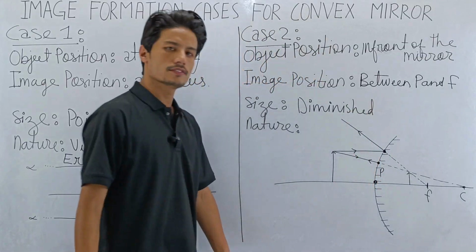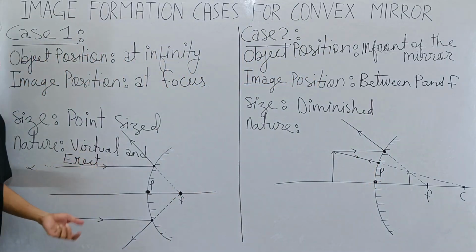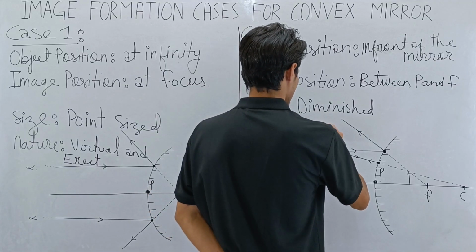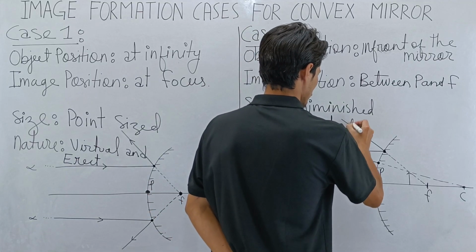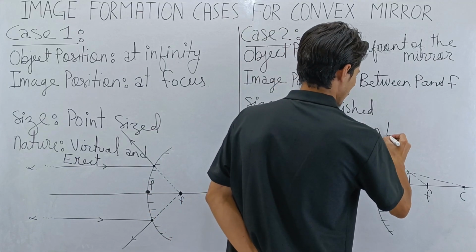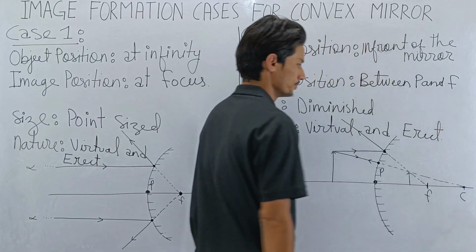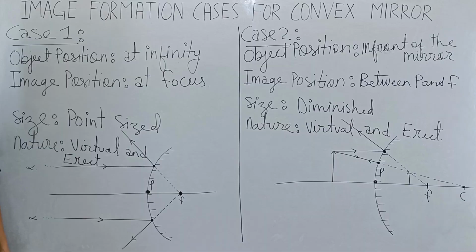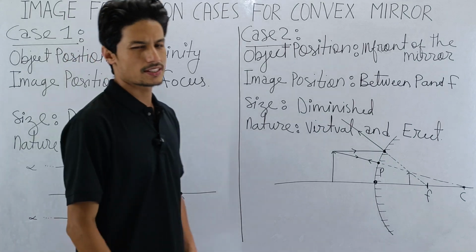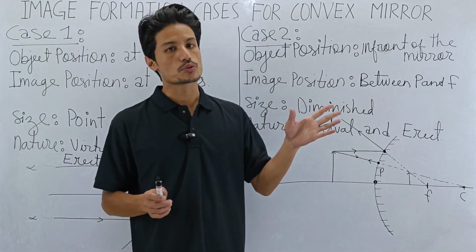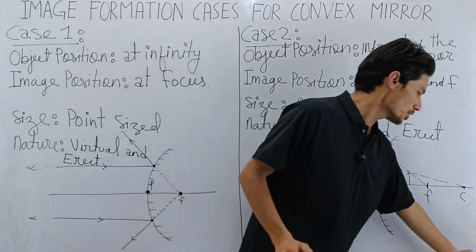And then nature, it will be the same as this one because this is a convex mirror. Okay. So nature will be virtual and erect. So this is it, my dear students. These are the two cases of convex mirror. And how was it? Difficult? No, it's very easy once you know the rules. Okay, so make sure that you know the rules.